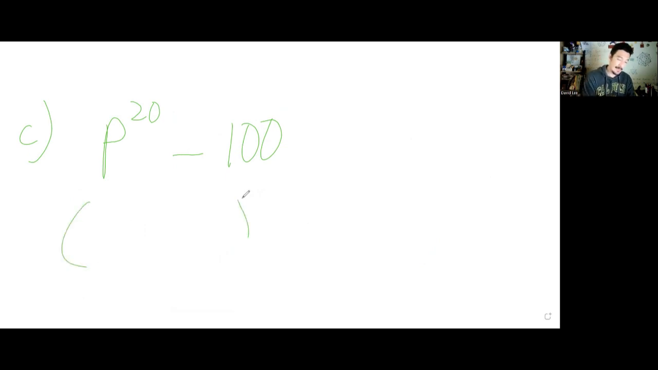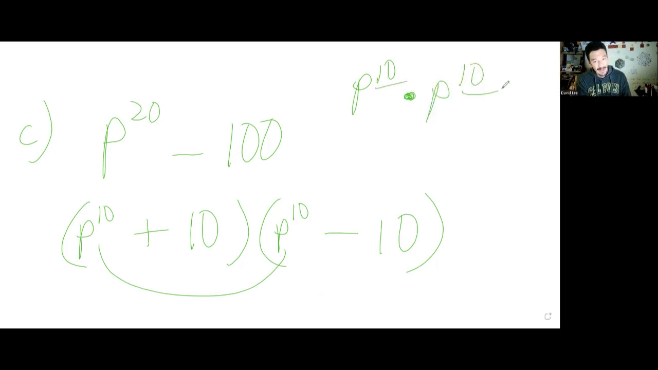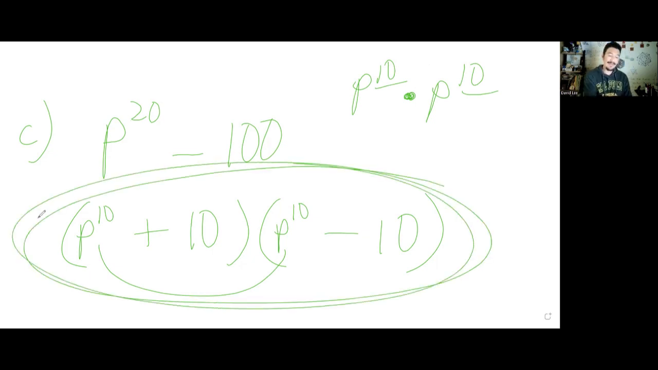So watch. Here's how this goes. One plus, one minus. Can we all agree that it's going to be 10 and 10 in the back because of the 100? Now, the question is, what's the square root of p to the 20th? It would be p to the power of 10, because just like 10 times 10 is 100, so p10 times p10 is p20. When you multiply, you add the exponents. 10 plus 10 gives you the 20. See that? So this here would be the factorization.